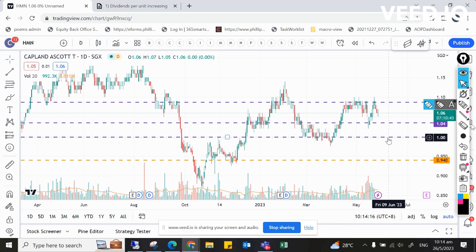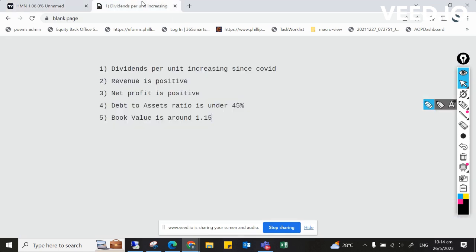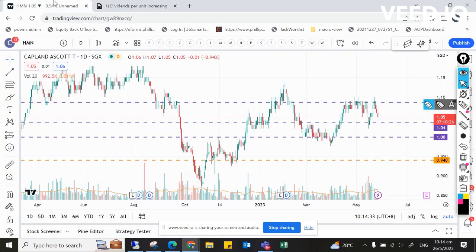Fundamentally, let's take a look. The dividends per unit has been increasing since COVID. Revenue is positive, net profit is positive, debt to assets ratio is under 45%, book value is around $1.15. So back to the chart.